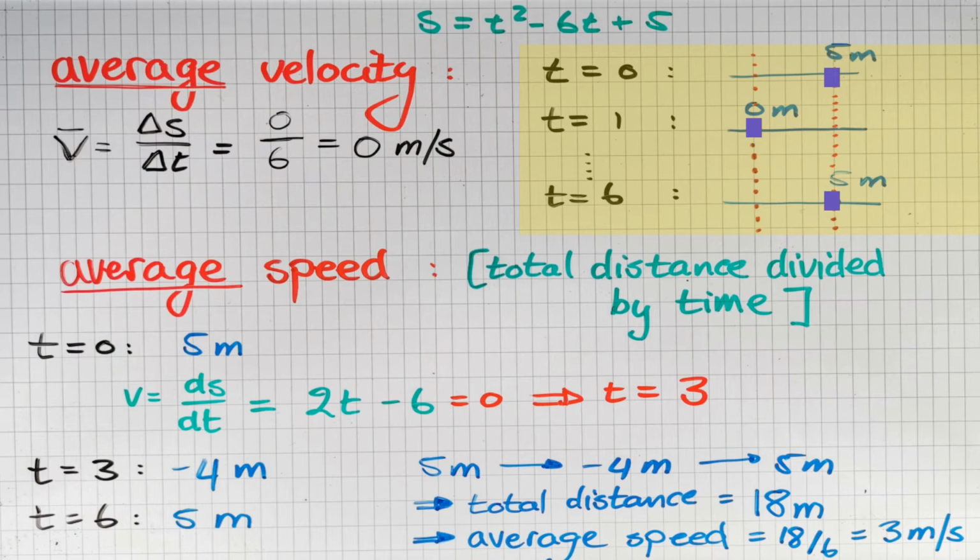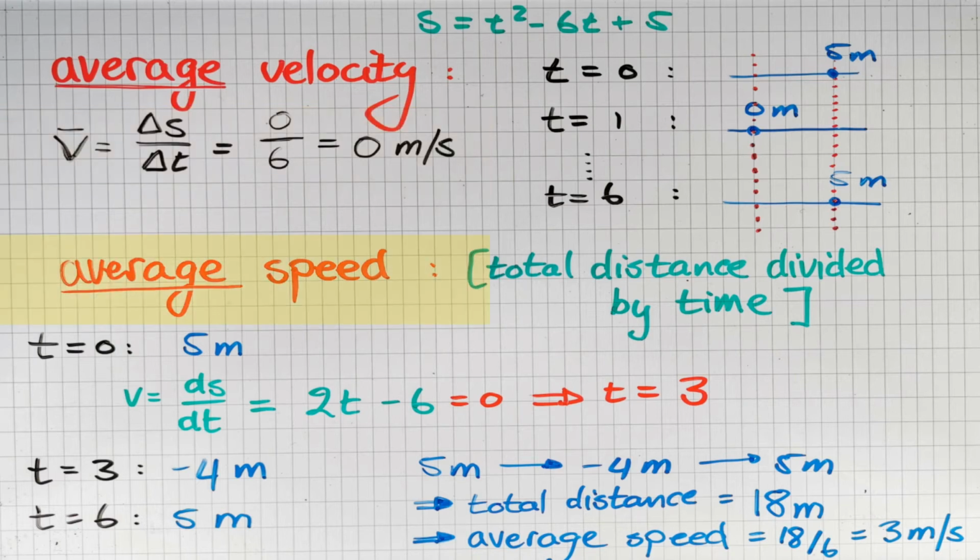So the average velocity will be 0, because it would be the displacement divided by the time. The displacement is 0 because it started at 5 meters, moved around, and then ended at 5 meters. So in effect it did not change position in that period of 6 seconds. So v is delta s over delta t, which would be 0 divided by 6, and so the average velocity is 0 meters per second.